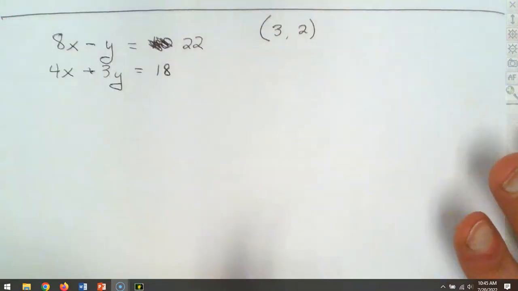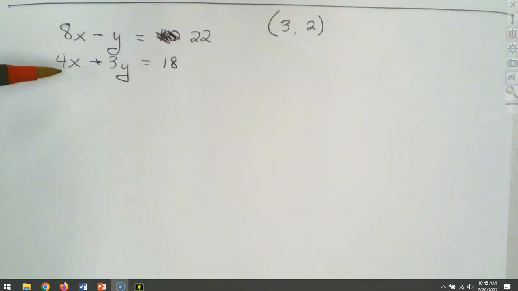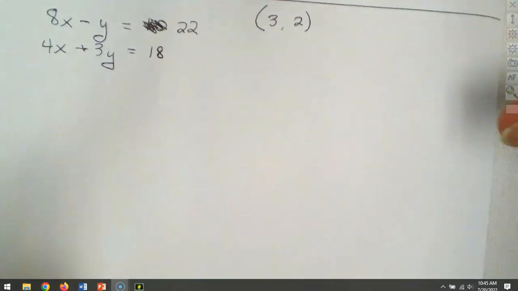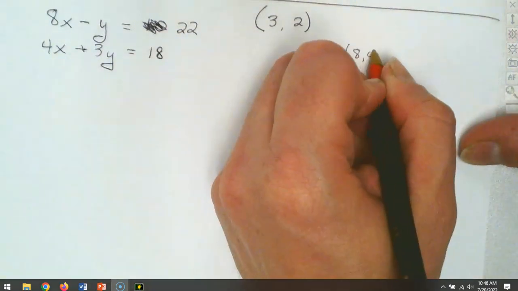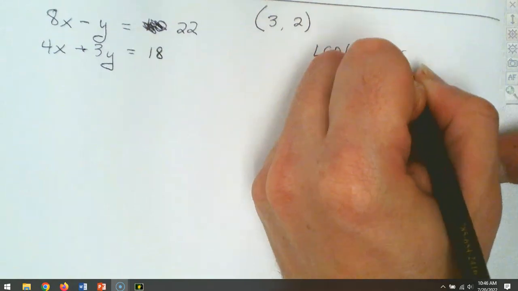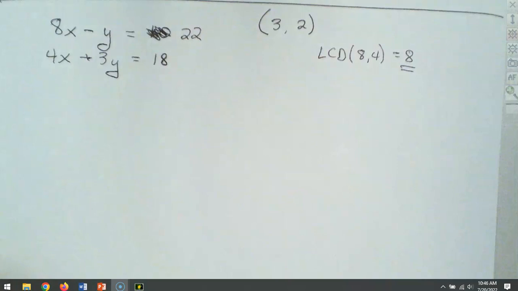Now, we can solve it with elimination. Doesn't matter which one we want to eliminate. We can either eliminate the x or the y. Now let's talk about each one, how we would eliminate. If I wanted to eliminate the x, this one has an 8, and this one has a 4. And what's the least common denominator of 8 and 4? The least common denominator of 8 and 4 would be a what? Would be an 8, right? We're going to clear those fractions if you think about it like that.